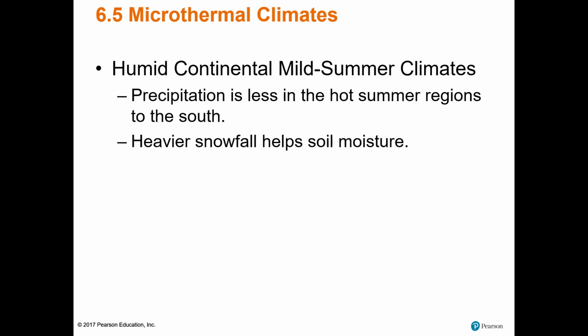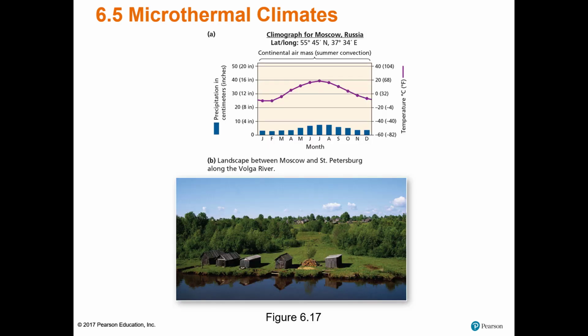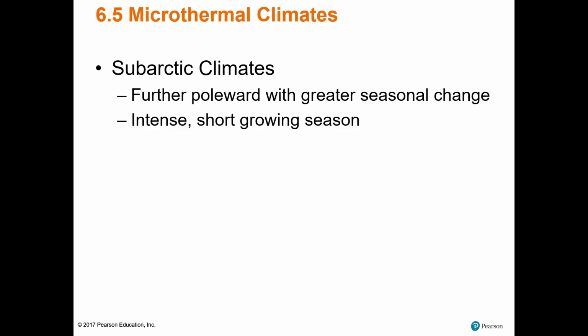When we consider humid continental midsummer climates, the precipitation is less in the hot summer regions to the south, and there's heavier snowfall, and this helps with soil moisture. So here is a climograph for Moscow, Russia, and you can see a slight increase in the precipitation in June, July, and August, and that corresponds with warmer temperatures. This is due to continental air masses.